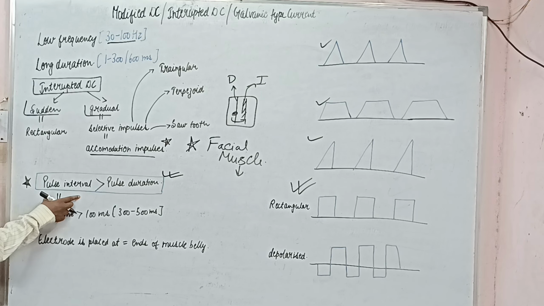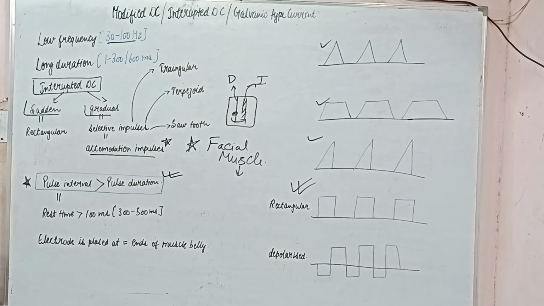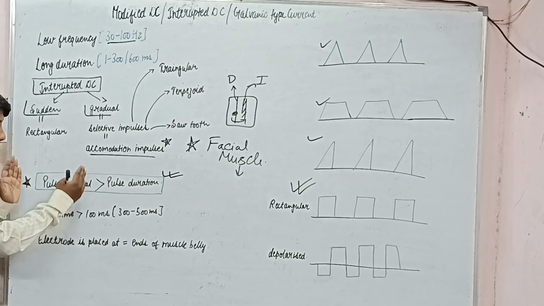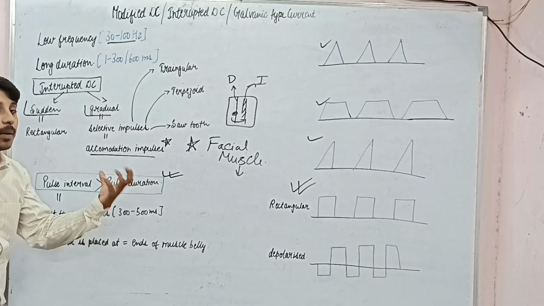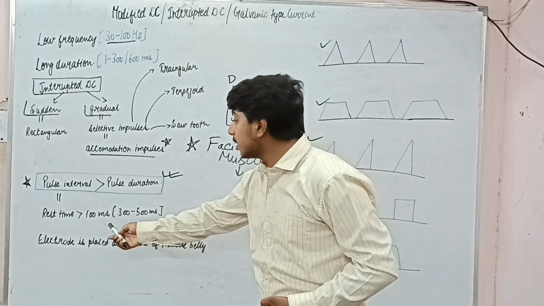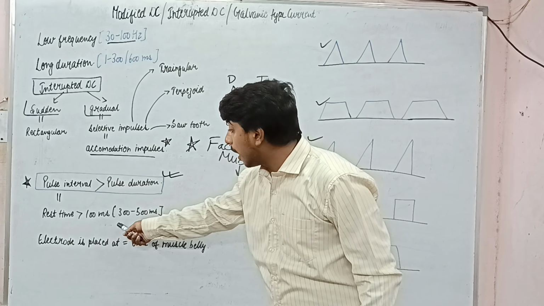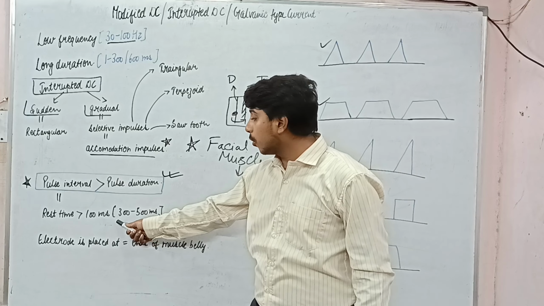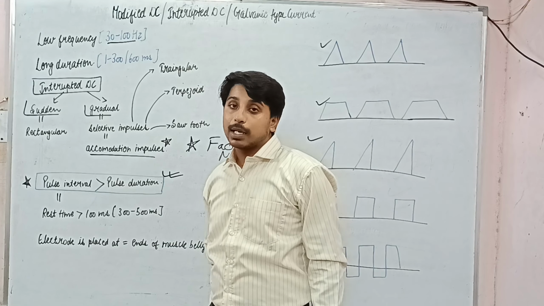Matlab jitne samay ke liye pulse nahi aa rahi wo zyada hona chahiye as compared to jitne samay ke liye current aa raha hai. So the time for which the current is not coming is more as compared to the time for which the current is coming. That is, the rest time is greater than 100 millisecond. Matlab usko hum 300 ya 500 millisecond ke upar set karenge.